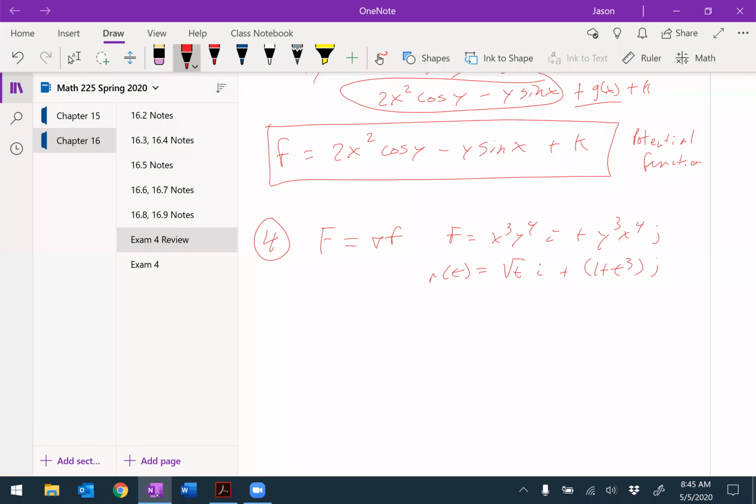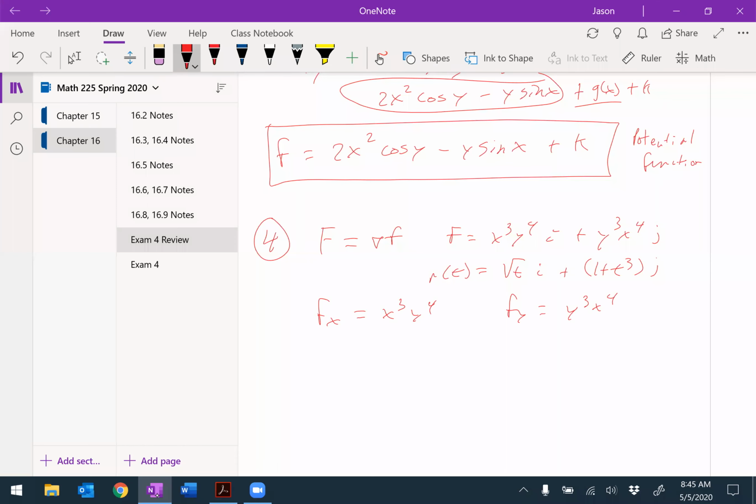Okay, so again, let's take f sub x of the parent function. That's going to equal x cubed y to the 4th. Okay, and f sub y is equal to y cubed x to the 4th.